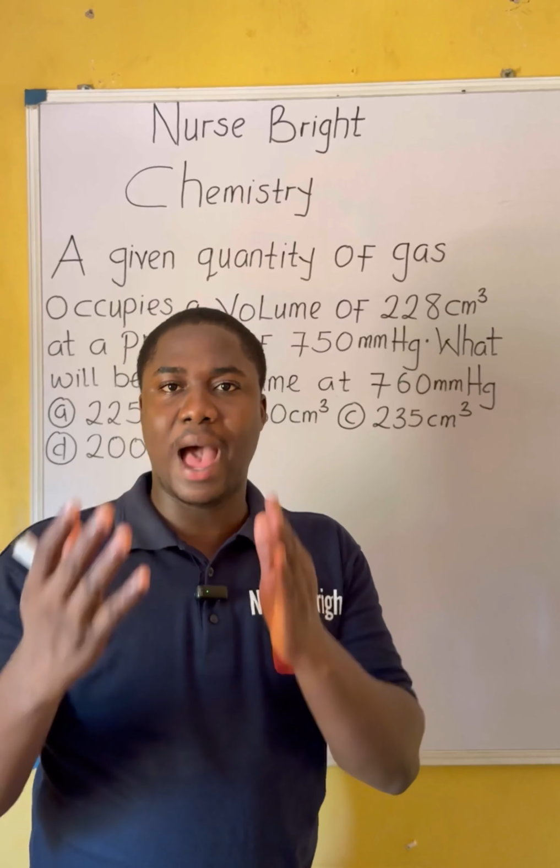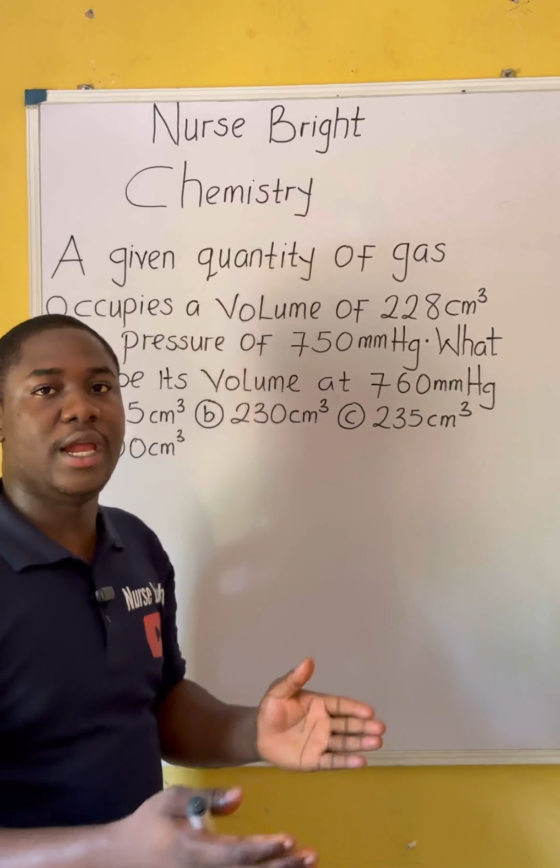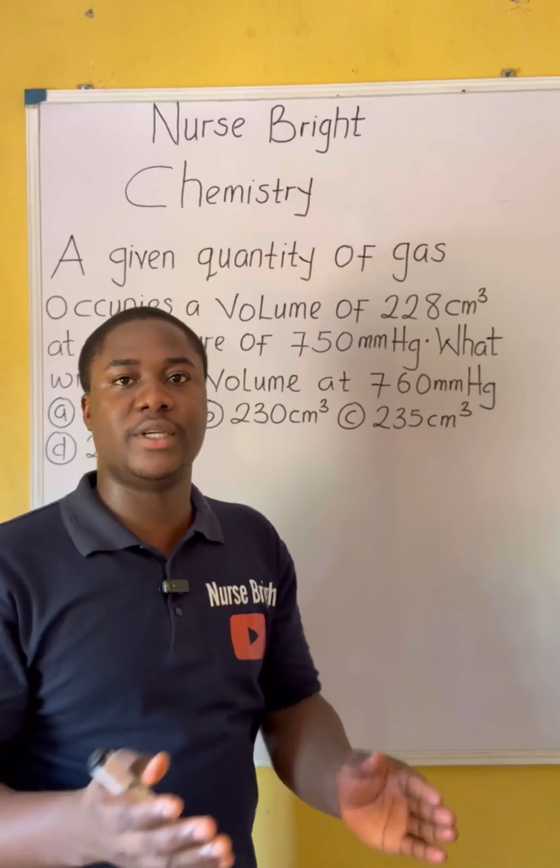Let's say you came across this question in your chemistry exam. How will you solve it? It is very easy. Now let's solve together. The question says, a given quantity of gas occupies a volume of 228 centimeter cube at a pressure of 750 mmHg. All right. The question now says, what will be its volume at this pressure?